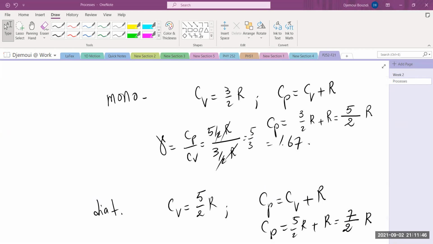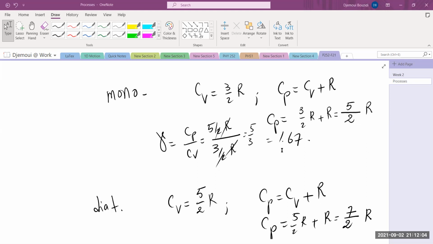For monoatomic gas, CV is 3/2 of an R, and CP is always CV plus R, which means that CP is 5/2 of an R. And if you do the ratio, you're going to find 1.67, which is a number. It has no units. Gamma is a number with no units.